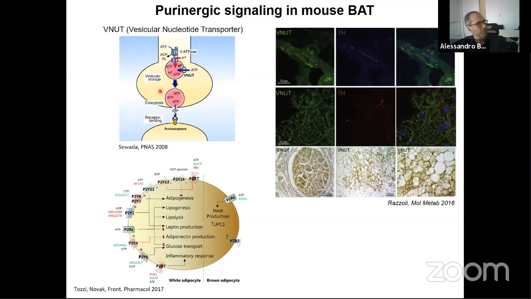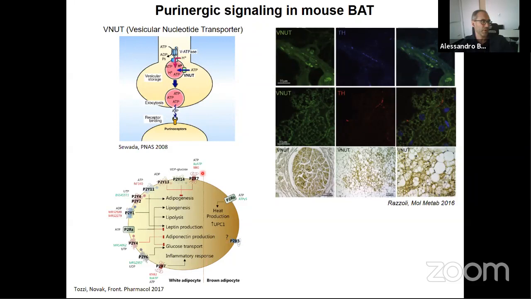Why? We have been able to identify the vesicular nucleotide transporter, and this is immunohistochemistry from human brown adipose tissue, in the sympathetic nerves, as well as, interestingly enough, in the brown adipocytes of humans, and almost identical in mice. And VNUT is required for the accumulation of ATP in secretory vesicles, which is required for then doing synaptic transmission.